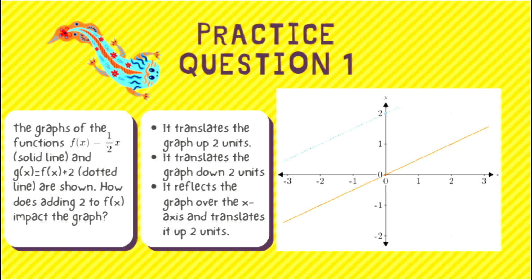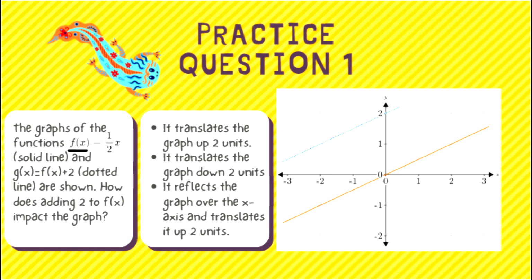Okay, so they wrote this wrong. No, they didn't, I guess, because f of x is all of this. So it's all of this plus 2. It translates the graph up 2 units. It translates the graph down 2 units. It reflects the graph over the x-axis and translates up 2 units.